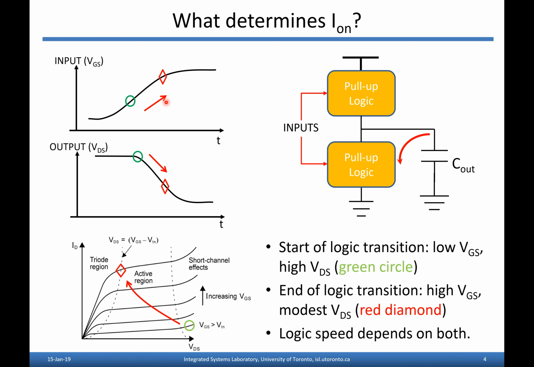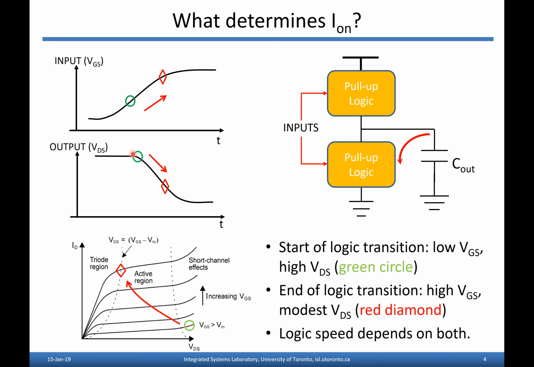So the on current is sort of the average of the current flowing in the pull down logic throughout this entire period of time. And so you can think about it as going through a couple different sort of states. Initially, the input's rising just above the threshold voltage of the pull down logic. And so that's signified by this green symbol here. That's when the pull down logic is first barely turning on. At that instant, the output is still high, right?